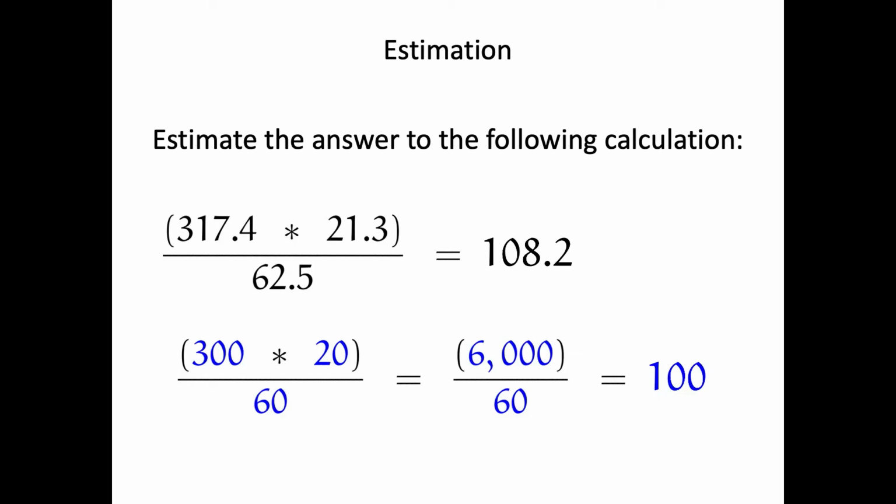So let's round. Instead of 317.4, let's estimate that to be roughly 300. And then the 21.3, that's 20. And divided by 62.5, let's round that to 60. So really what we are estimating here, to get a close number, we could just take 300 times 20, which is 6,000, and then we can divide that quickly enough with the 60 to get 100. So without even having to use a calculator, I could estimate this value to be 100. Then I can do it for real, and I can see my actual value of 108.2 seems reasonable.